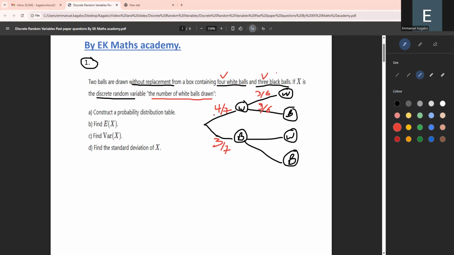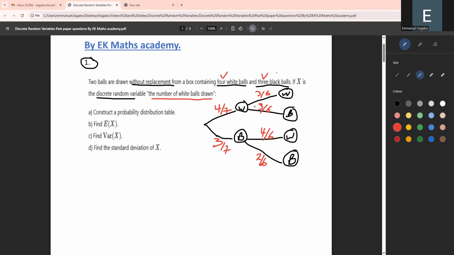Now, this part is over. What about if I picked a black ball in first place? I can pick a black ball again, which will be 2 out of 6 because one black ball is already out. Now, what about picking a white ball? When you pick a black ball first, it will be 4 out of 6. You have to remember these pairs should always add up to 1.